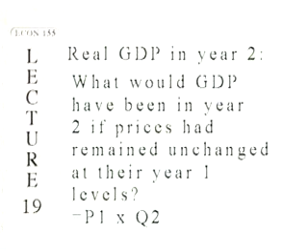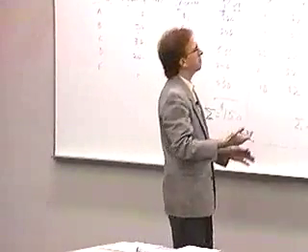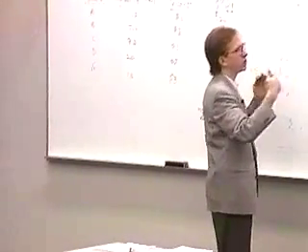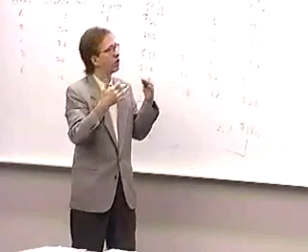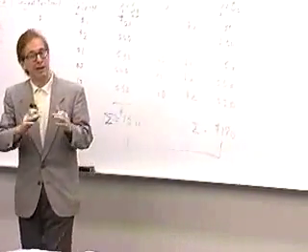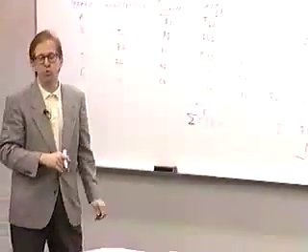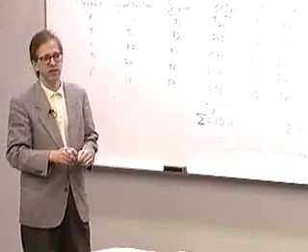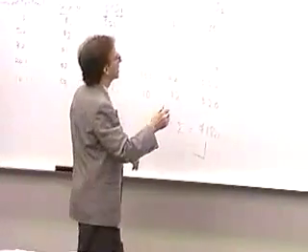How much is GDP in year 2 if prices hadn't changed? That would be real GDP. Real GDP for year 2 is the value of production in year 2, but keeping prices where they were in year 1. We'll talk about that again in just a second.